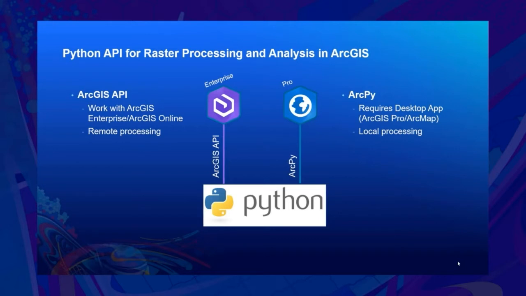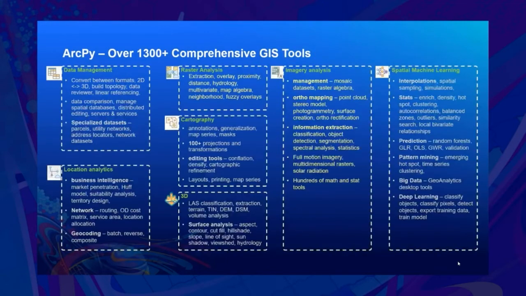Now, depending on what you want to do, you can choose your API. We're going to talk about ArcPy in this session. In ArcPy, you have over 1300 functions or tools. Now, these are grouped into different categories like data management, location analytics, cartography, 3D, or even spatial machine learning. However, for this session, we will be focusing on raster analysis and imagery analysis.